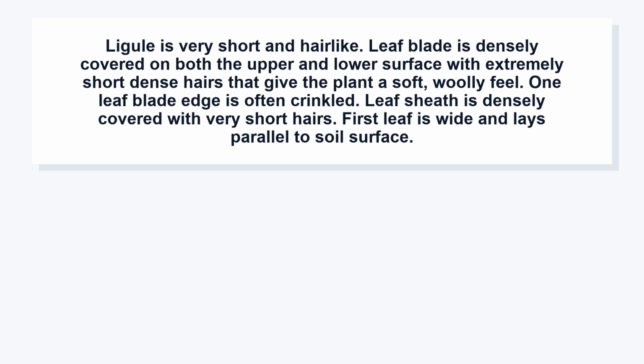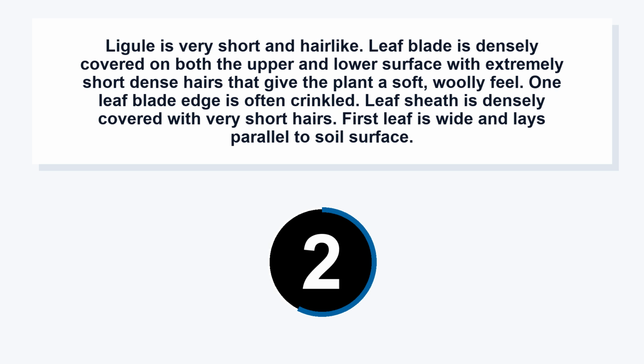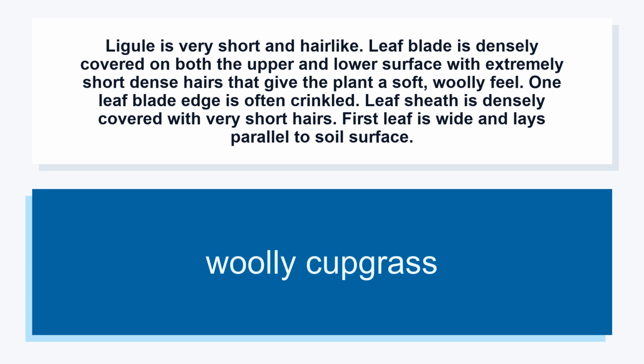Ligule is very short and hair-like. Leaf blade is densely covered on both the upper and lower surface with extremely short dense hairs that give the plant a soft, woolly feel. One leaf blade edge is often crinkled. Leaf sheath is densely covered with very short hairs. First leaf is wide and lays parallel to soil surface. Woolly cupgrass.